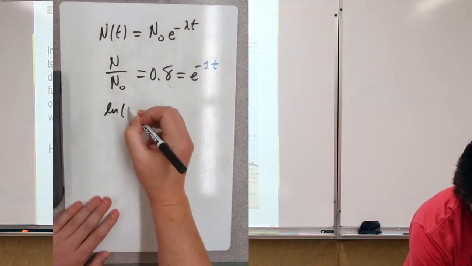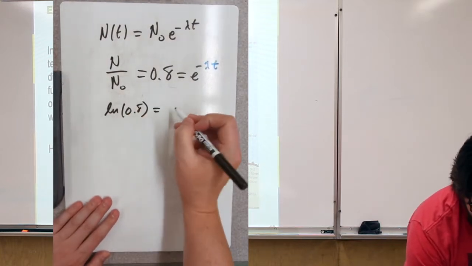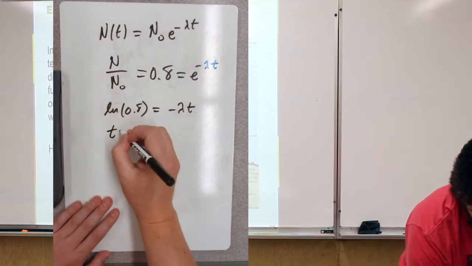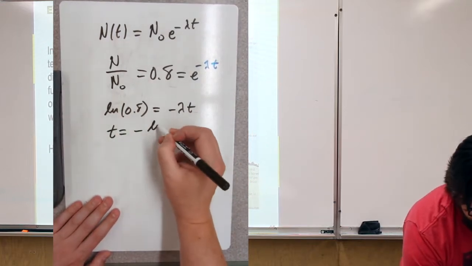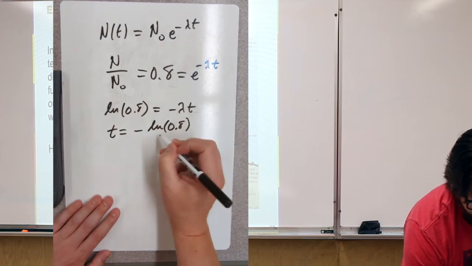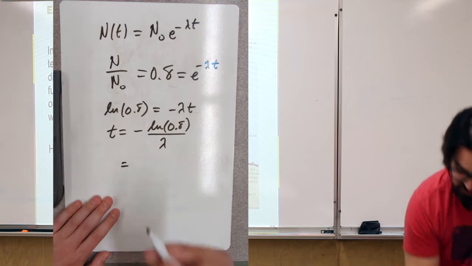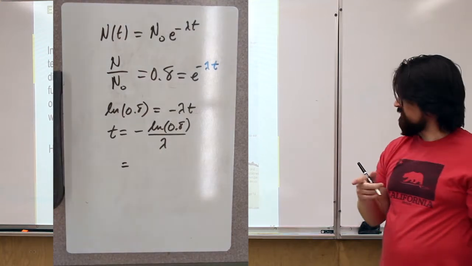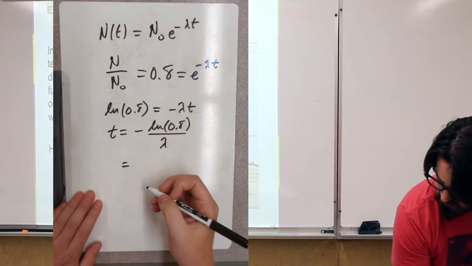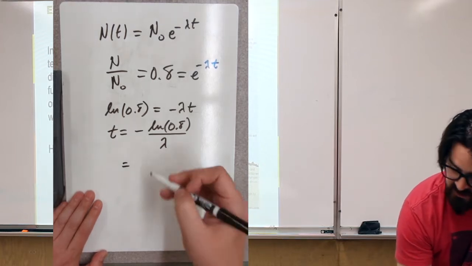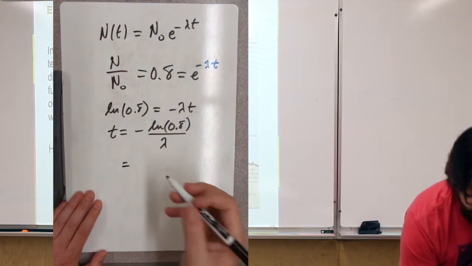So we just take the natural log of everything. That's saying that the time looks like minus the natural log of 0.8 over lambda. And we actually know the half-life of carbon-14 is 5,730 years. So let's write the decay constant in terms of the half-life instead.